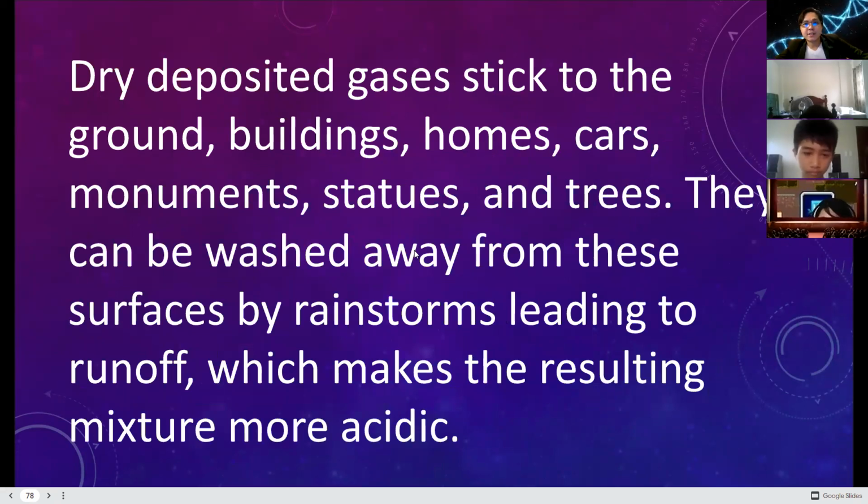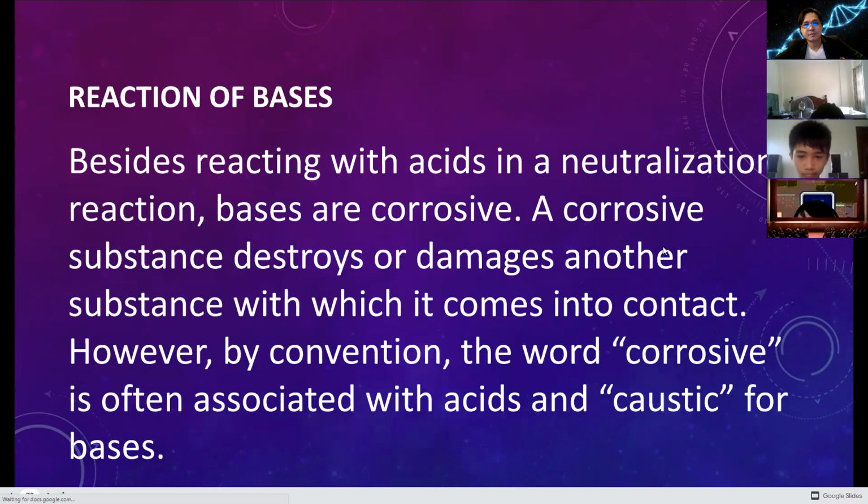Dry deposited gases stick to the ground, buildings, homes, cars, monuments, statues, and trees. As you can observe, on some of the old buildings you can see a lot of markings because of this acid rain and because of the air, right? They can be washed away from these surfaces by rainstorms, leading to runoff, which makes the resulting mixture more acidic.